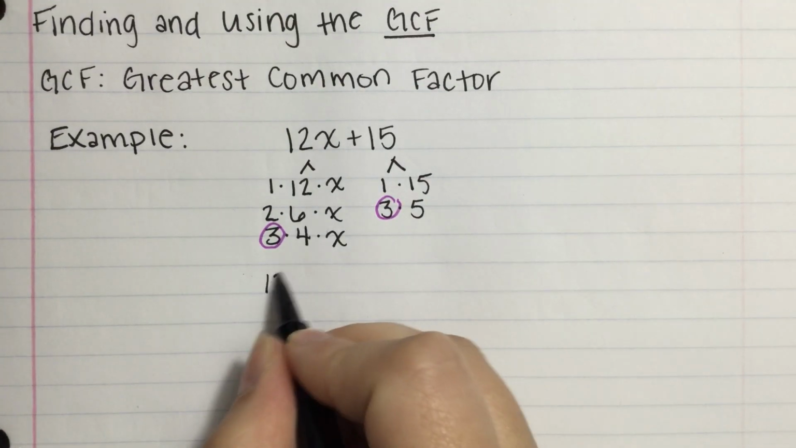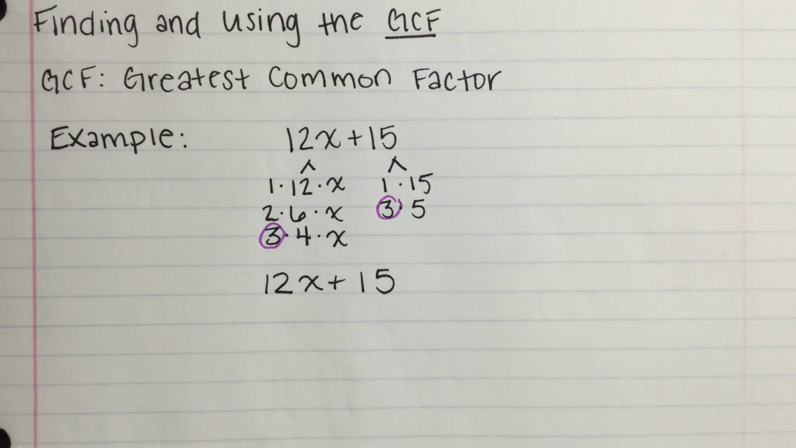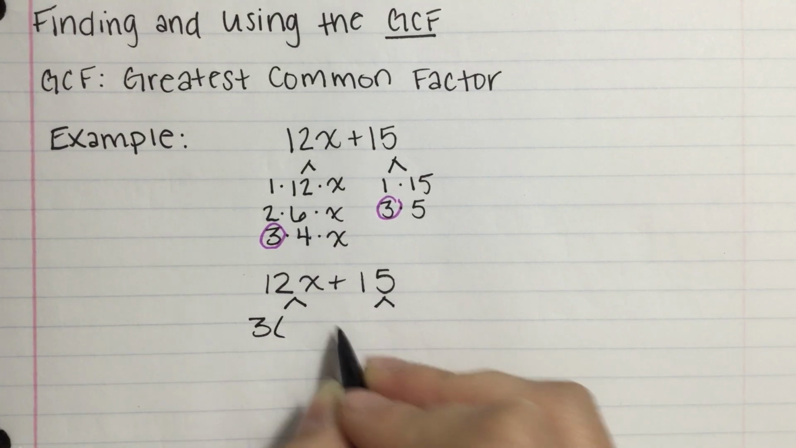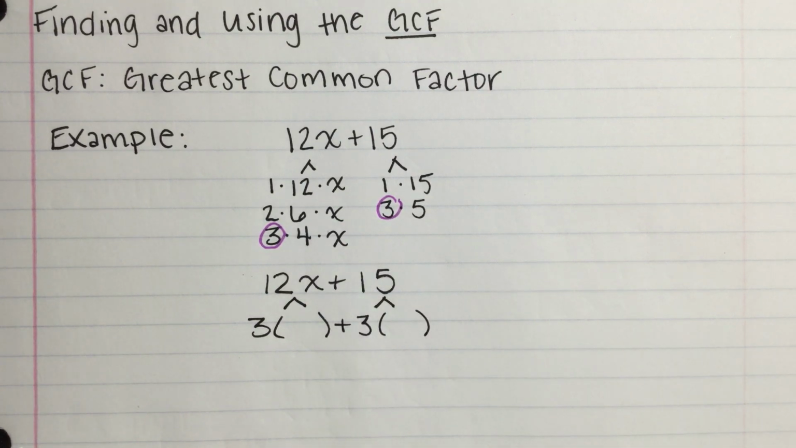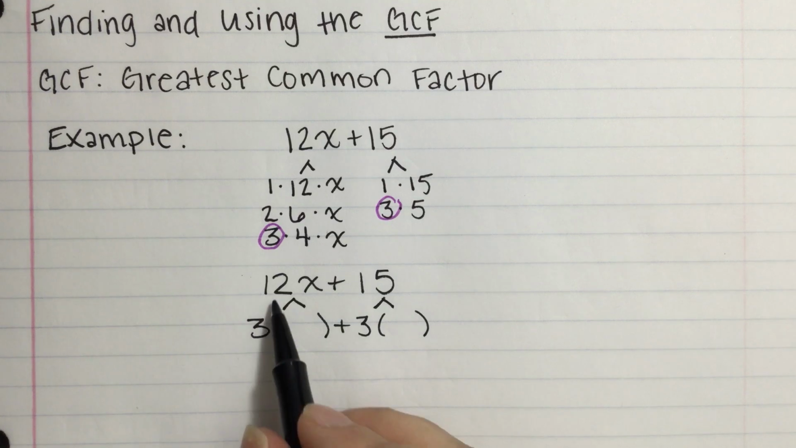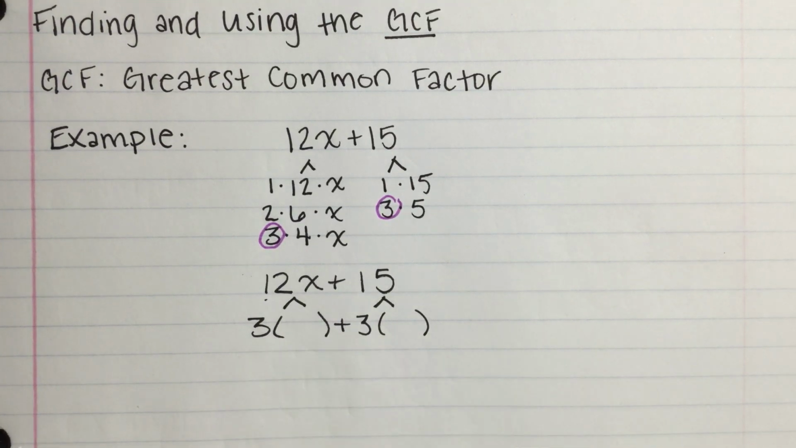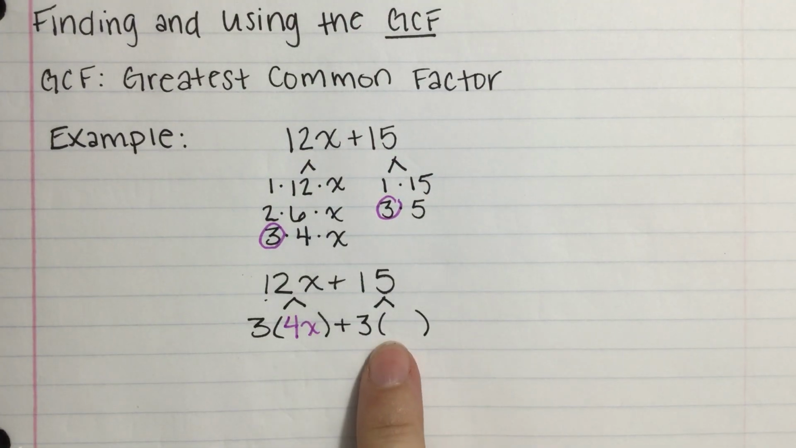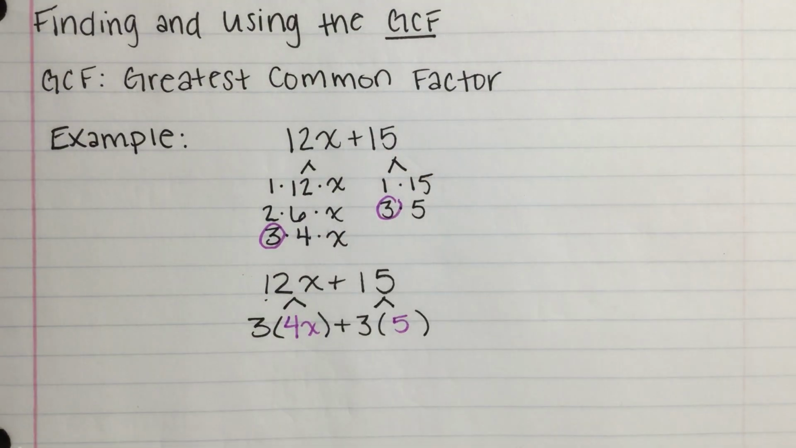So I'm going to rewrite down here 12x plus 15. And I'm going to split 12x and 15 into two factors using the greatest common factor. So right here, I've split it up into its two pieces. If we were to divide 12x by 3, we would have 4x left over. And if I were to divide 15 by 3, I would have 5 left over.